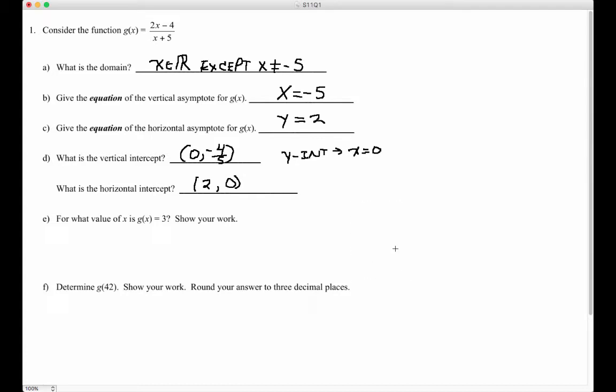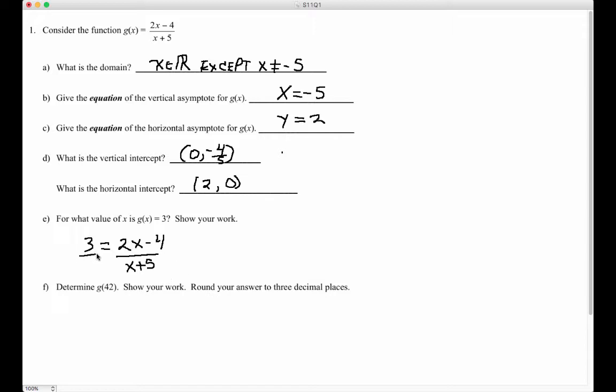So let's see, what's the next thing they want for us? Well, they say what values of x cause g of x to be equal to 3. So that's telling us that 3 is equal to (2x minus 4) divided by (x plus 5), and they want us to find the corresponding value of x.